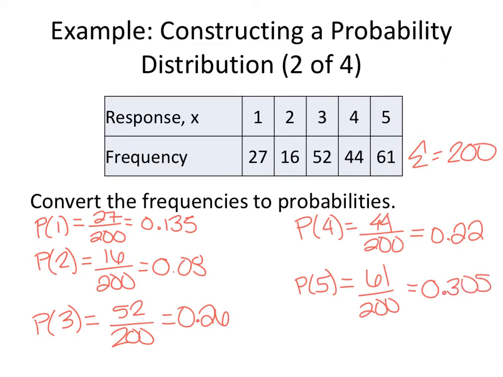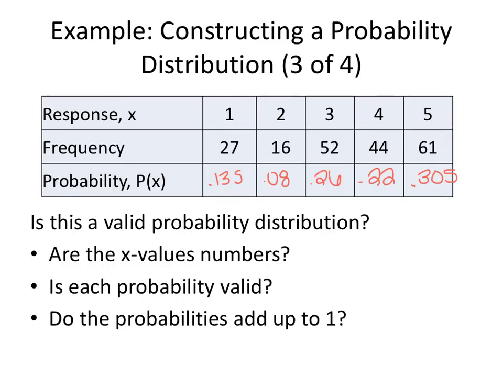So all I did was take the frequency, divide it by the total number of survey results she had, and simplify to a decimal answer. So our question now is, is this a valid probability distribution? The first thing is, are the X values numbers? Yes, the responses were 1 to 5.